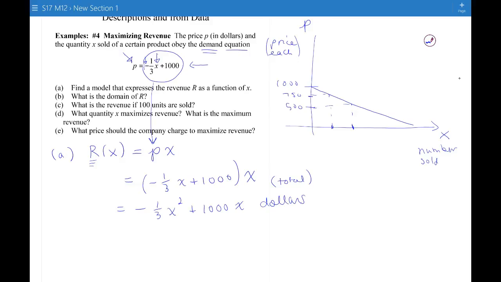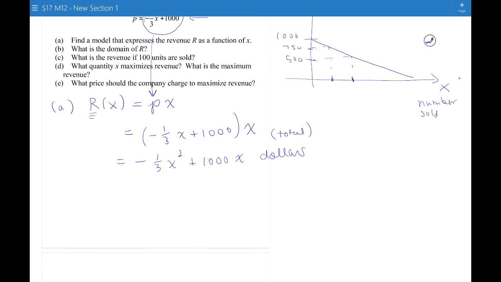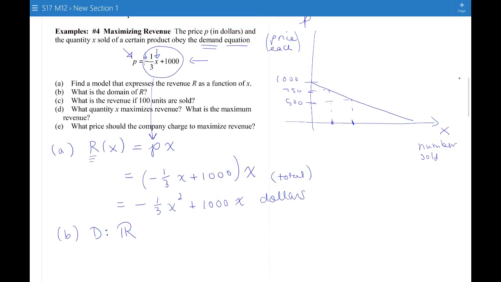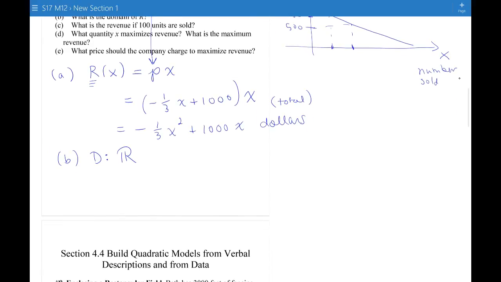So this is going to be a downward opening parabola, we can see, right? Because the leading coefficient, the A, is a negative number. So the domain of R is all real numbers because a polynomial can have any real number put in there. But if X is standing for the quantity sold, then really that doesn't make sense. So really we need to just have from 0 and up, and those are really the only numbers that make sense.